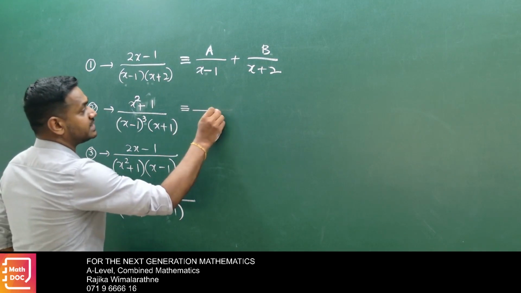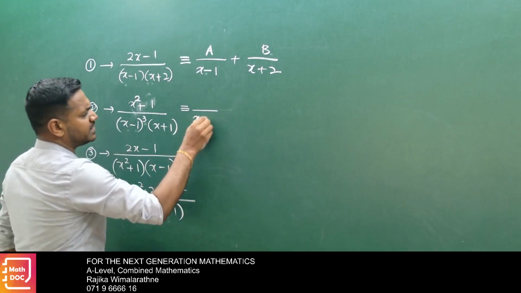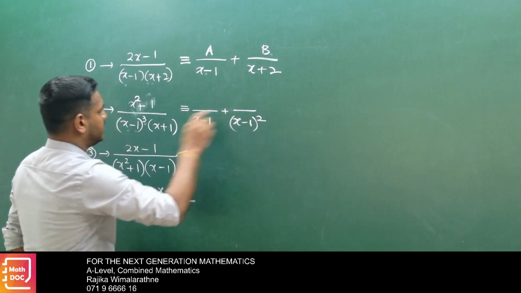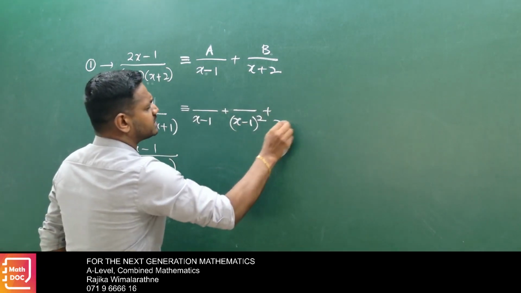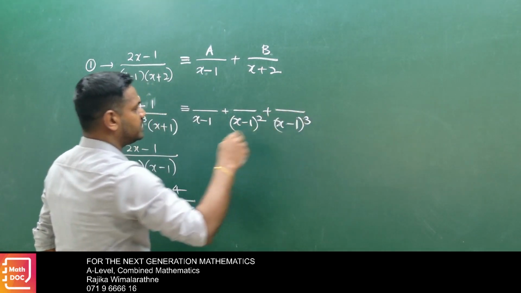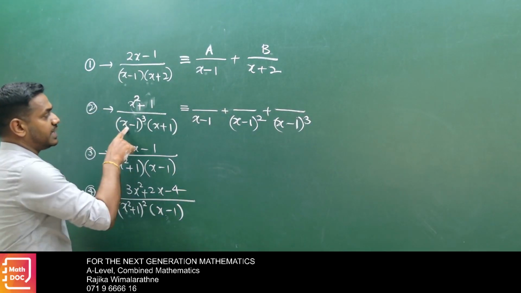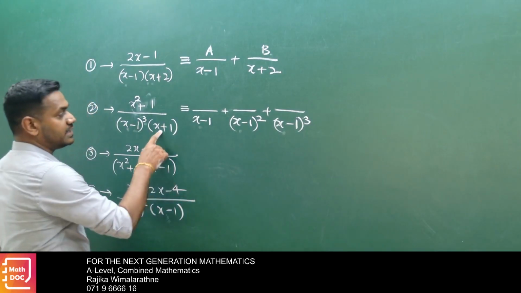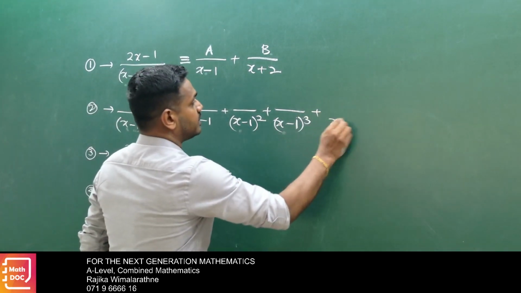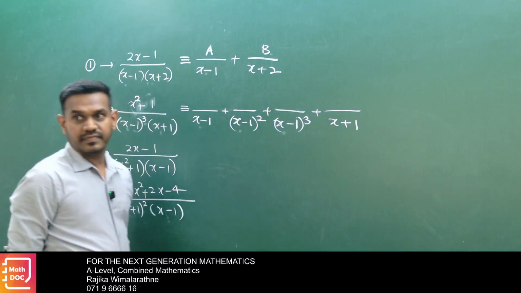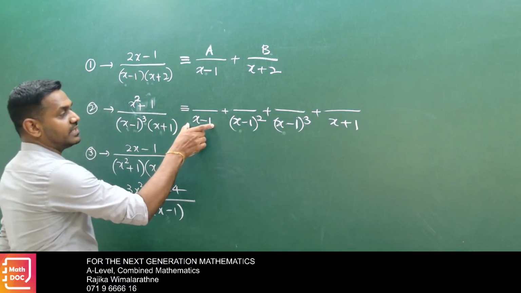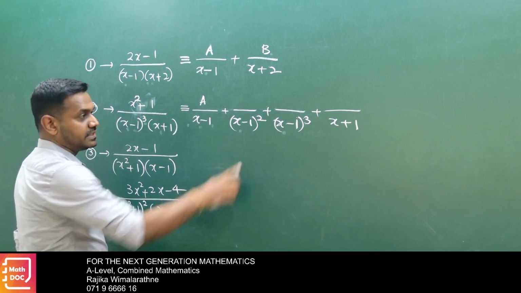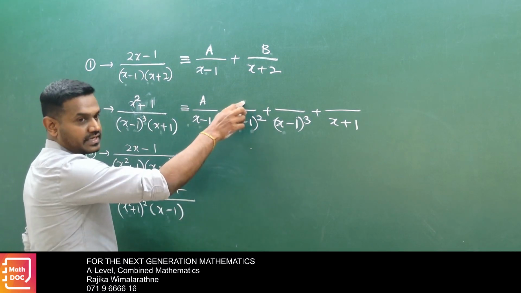Then you have to repeat this way, x minus 1. Then next again repeat x minus 1 squared. Again you go x minus 1 cubed. Likewise you repeat thrice. And here another linear factor, you write this way. Then here linear one, put a constant upstairs. This is quadratic, but don't write a linear one here, okay?